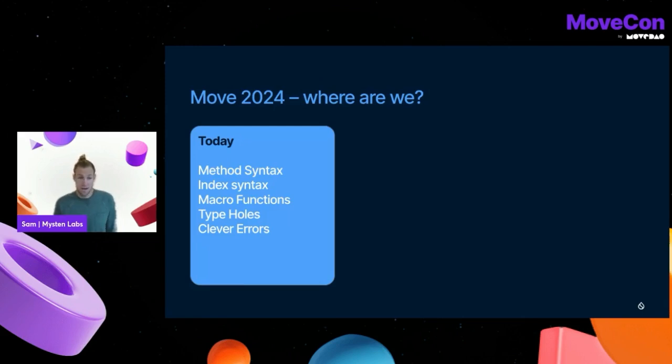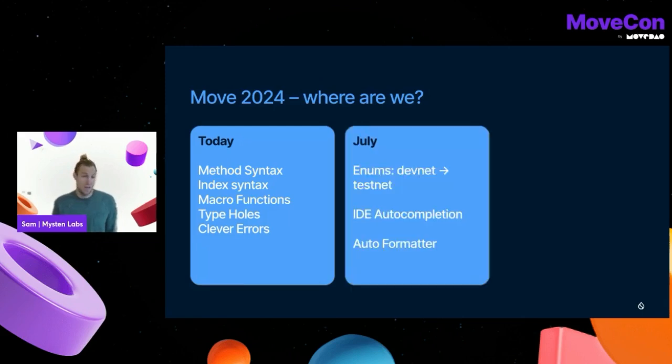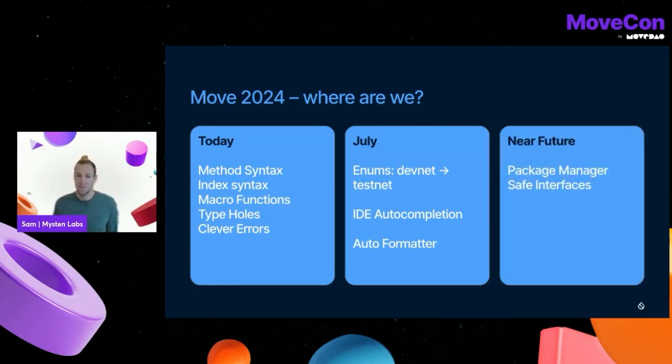These type holes and clever errors are already out there. July is a big month where a variety of other things are coming. The NUMs are in DevNet today. They're going to go to testnet in early July, and then depending on how things go there, they'll be in mainnet shortly after. The IDE auto completion features and auto formatter features should also arrive in July. There's already an NPM package for the auto formatter, if you know where to look. I can share that one later as well.